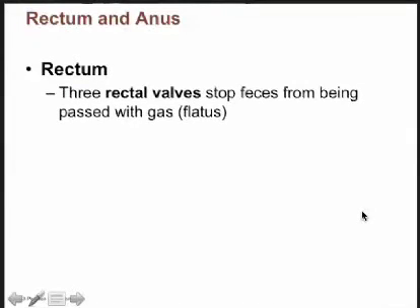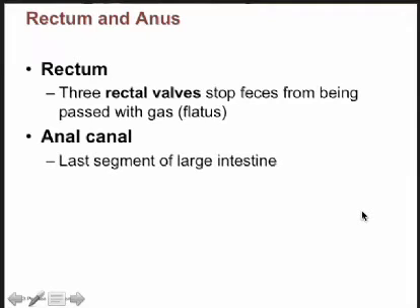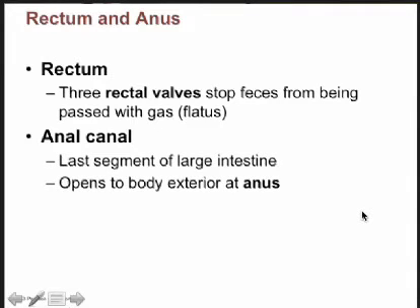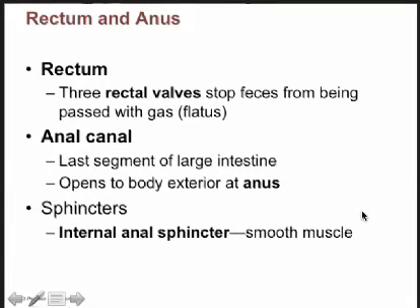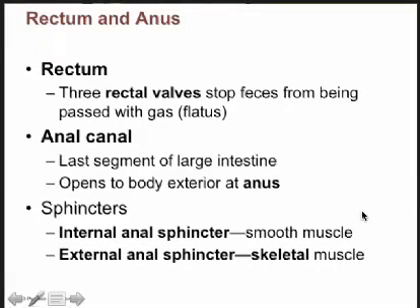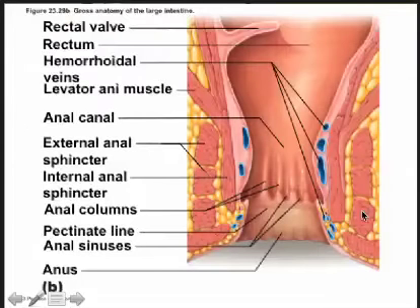Okay, the rectum has 3 rectal valves that stop feces from being passed with gas. The anal canal is the last segment of the large intestine and opens to the body exterior at the anus, and there are several sphincters that control the passage of fecal material through this region. There's the internal anal sphincter, which is made up of smooth muscle and as a result is involuntary, and the external anal sphincter, which we control, made up primarily of skeletal muscle. And you can see these structures here. Okay, so there is the rectal valve. Okay, you can see the rectum proper.